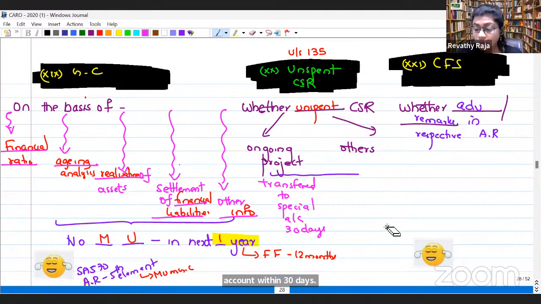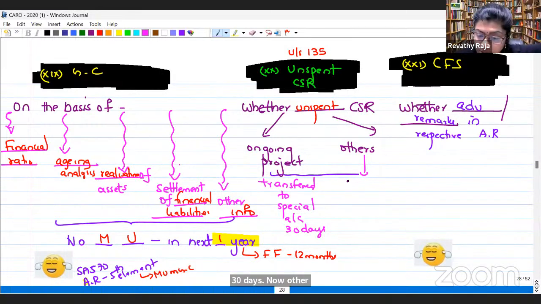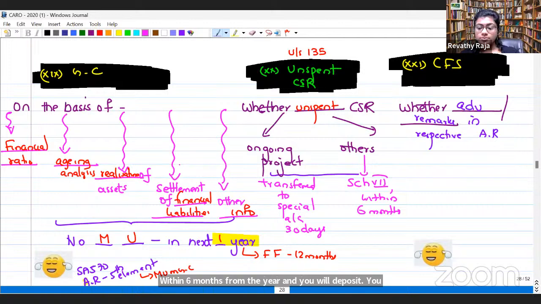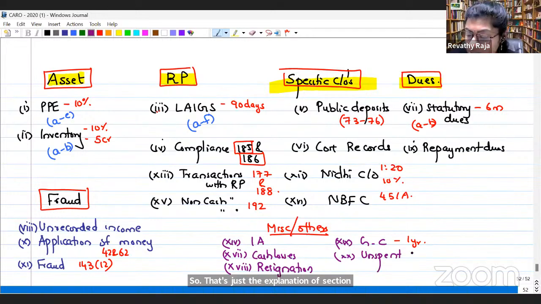Thank you, Surya. Other cases, other than ongoing project, unspent amount 0.5%. See, government says don't spend that amount for that, you deposit in a separate account, 30 days. Now, other cases, other than ongoing project, Schedule 7, within 6 months from the year end, you, meaning the company, will deposit. That's just the explanation of section 135, so I'm not writing the numerics here. Cut off. Unspent CSR.